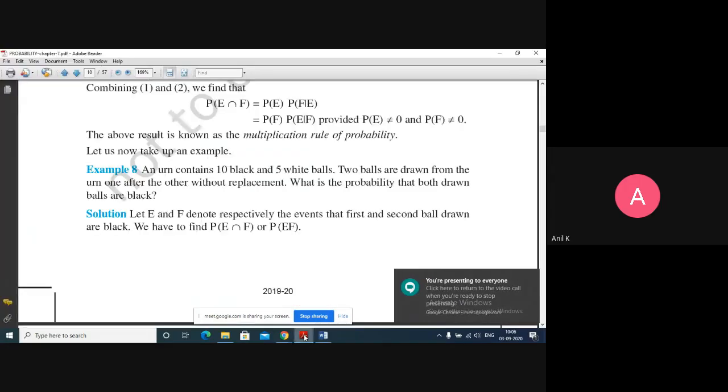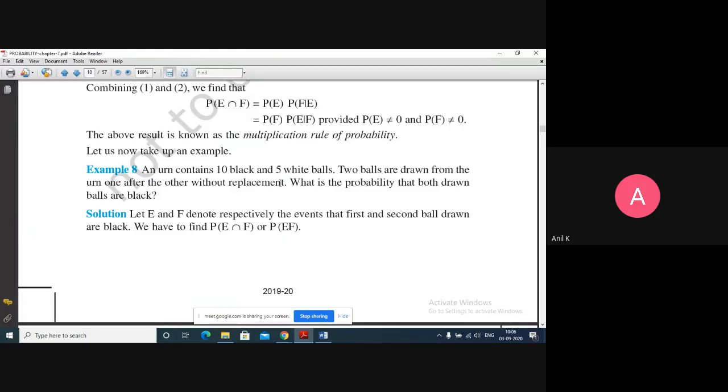Two balls are drawn from the urn, one after the other without replacement. First I pick up one ball, see the color, and keep it aside. Then you pick up the second ball, see the color, and keep it aside. We are not going to keep them back in the bag. What is the probability that both the drawn balls are black? That is the question they ask.